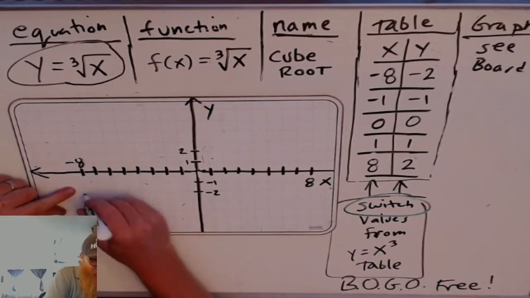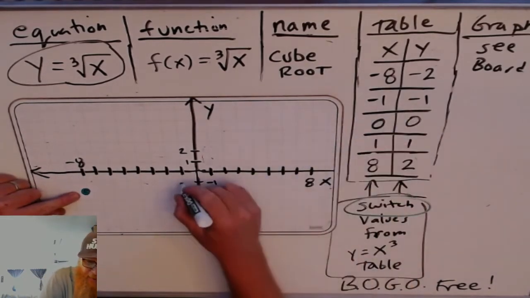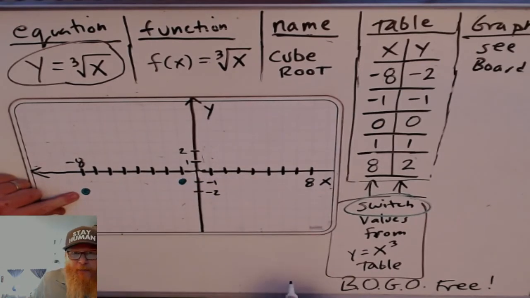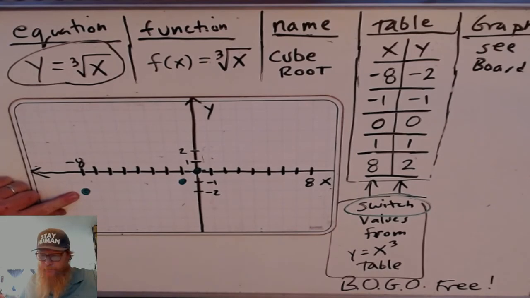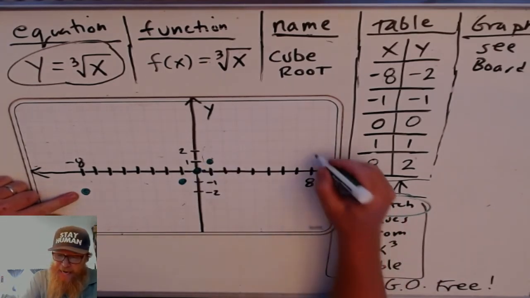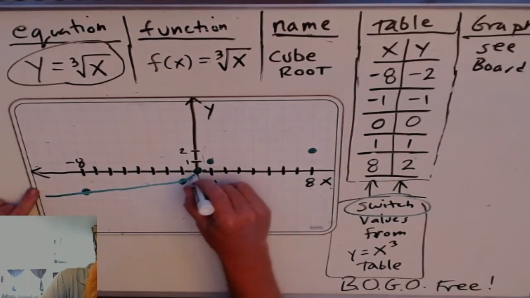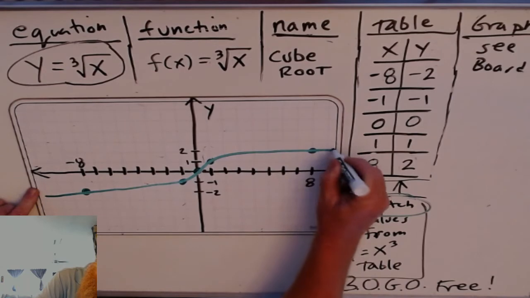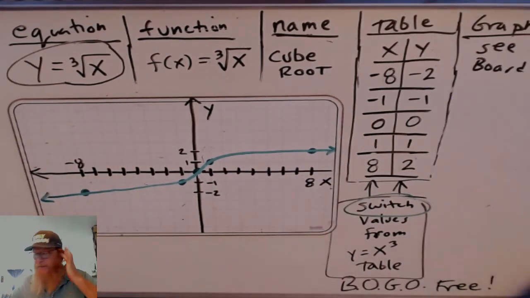-8, -2, that's down here in quadrant 3. -1, -1, that's also in quadrant 3. 0, 0, that's the origin. 1, 1, and 8, 2. It looks just like the cubic. It's just sideways. So that is your cube root function.